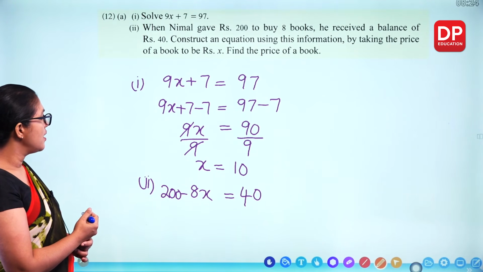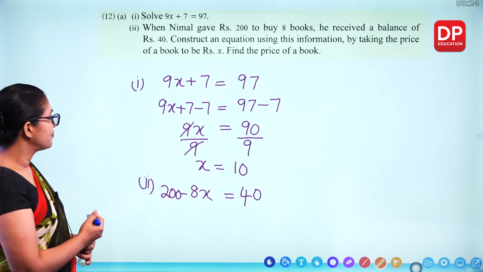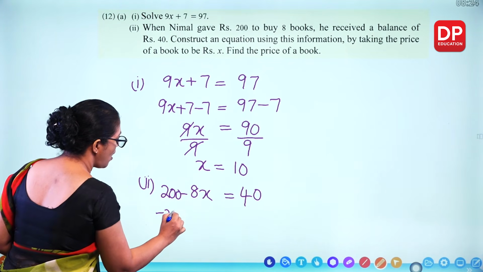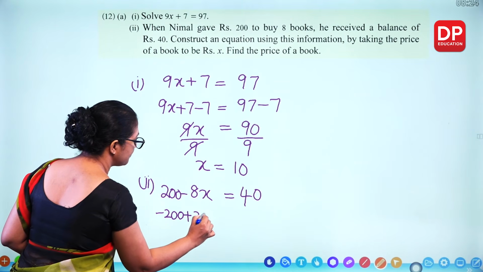So you can construct an equation like this. Now how we solve it? You can subtract 200 from both sides first.